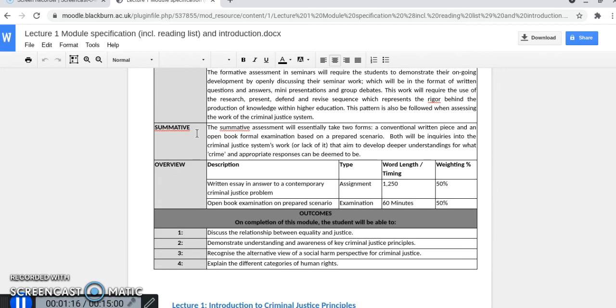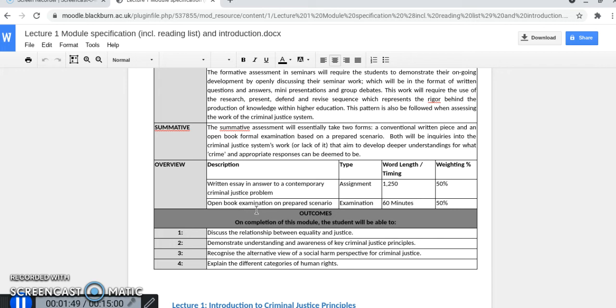The module spec also tells us how you will be assessed in the module. So there are two assessments, two pieces of work that hopefully we can call PCJ1 for the first assignment and PCJ2 for the second assignment. Now, as it says there, normally the second assessment in the module is in examination form, but that is unlikely to happen this year because of the pandemic. But anyway, we'll cross that bridge when we come to it.